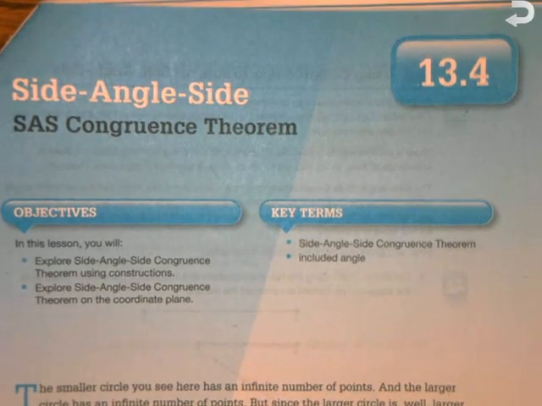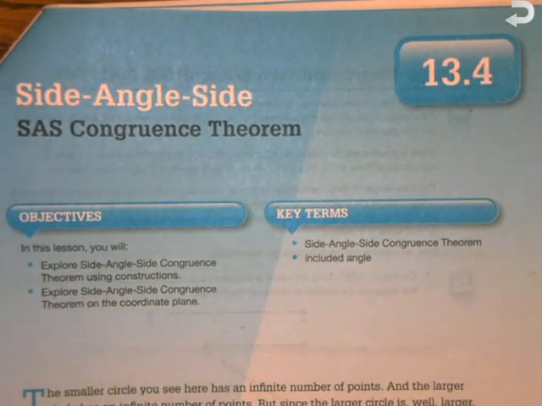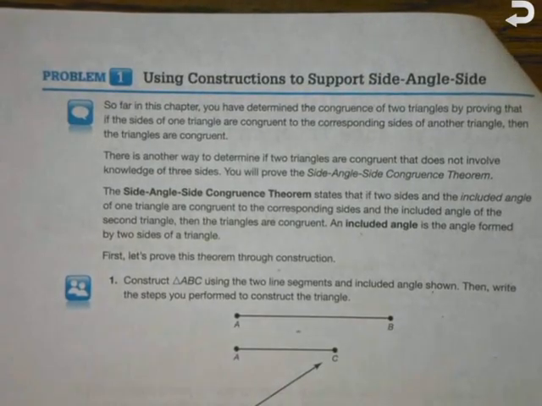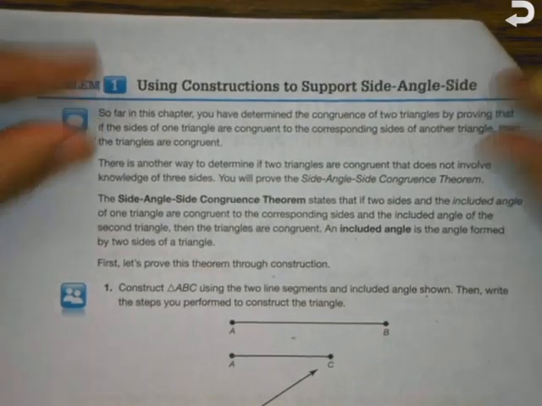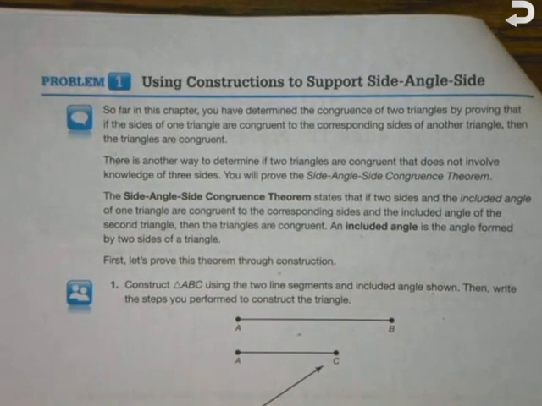So we're first going to start by proving side-angle-side through construction. So let's turn to problem 1. Okay, here's what I want you guys to do right now. Pick one person in your group to read paragraph 1, pick someone else to read paragraph 2, and pick a third person to read paragraph 3 to your group.